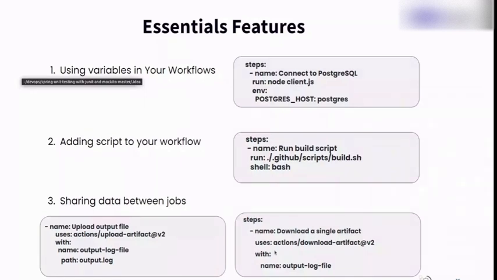So for the purpose of actually using or downloading this artifact, you have to first upload that artifact in the first job. For that purpose, there is an action which is already created by GitHub. So this is the upload output file. It means that once your artifact is created, you have to upload it first, and in the second job you can then download. So these are some essential features. There are many more, but these are the most important that we have to know.